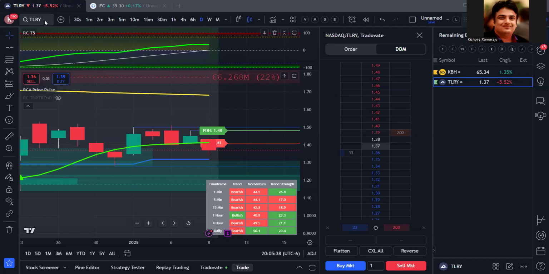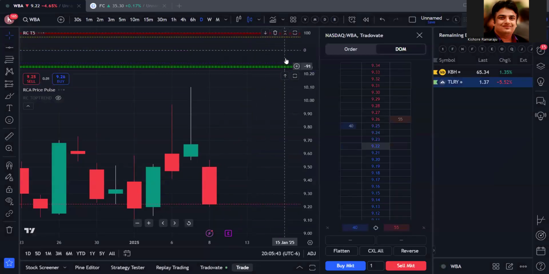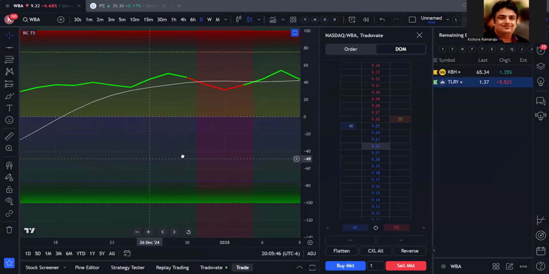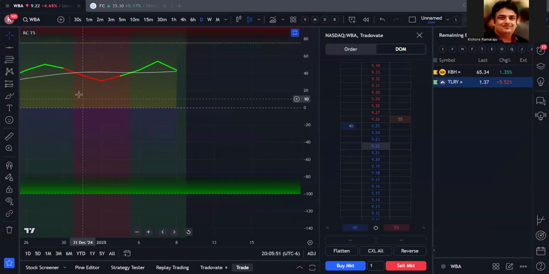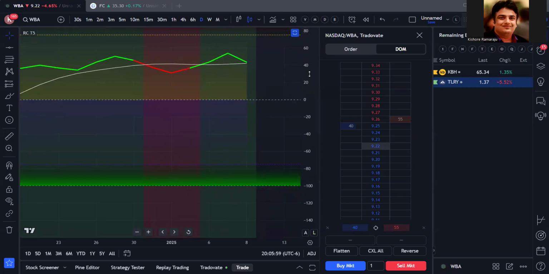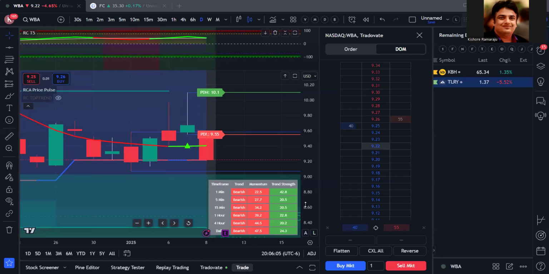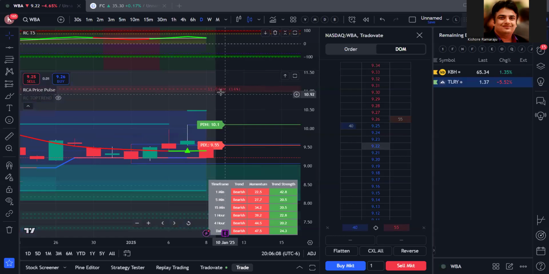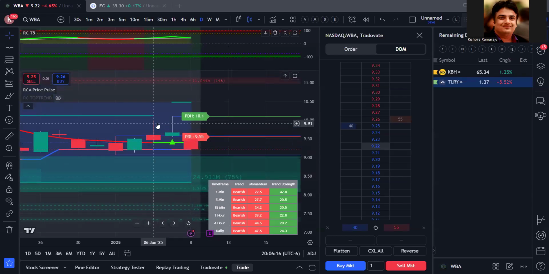Let us look at WBA, which is on Friday morning. It is in a consolidation now. It was going up, up, up. Then it went into consolidation. There is an 11 million order block here. There is a 24 million buy order block here.